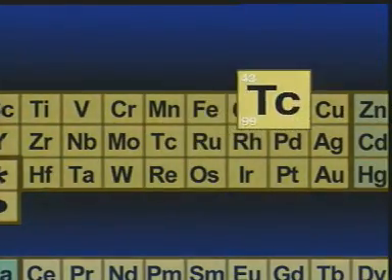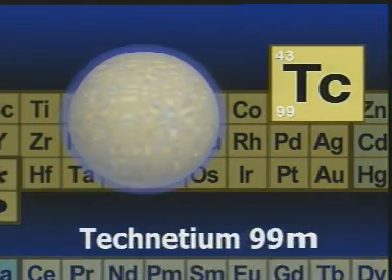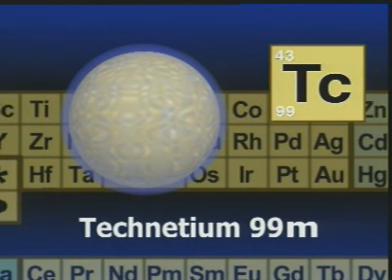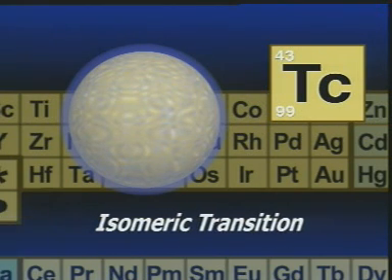The radioisotope used most widely in nuclear imaging is technetium-99m. The m means it's a metastable isotope, which becomes more stable by giving off gamma rays. Technetium-99m becomes simply technetium-99. This is known as isomeric transition.